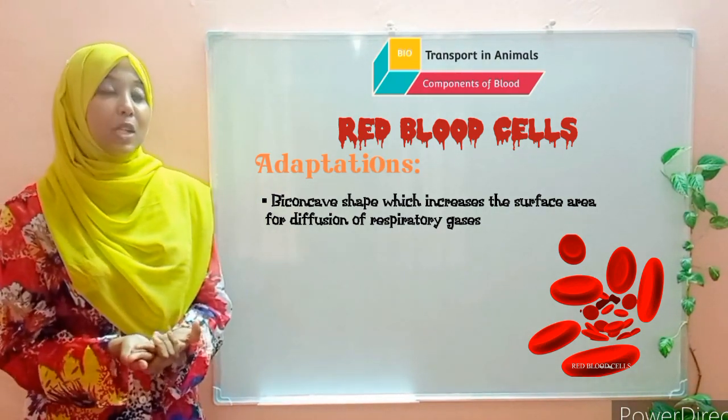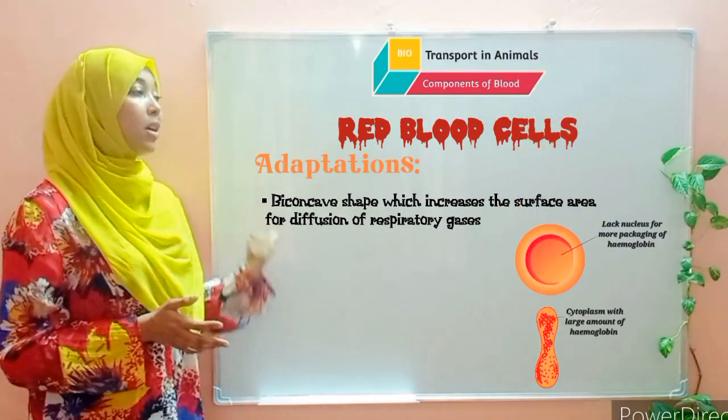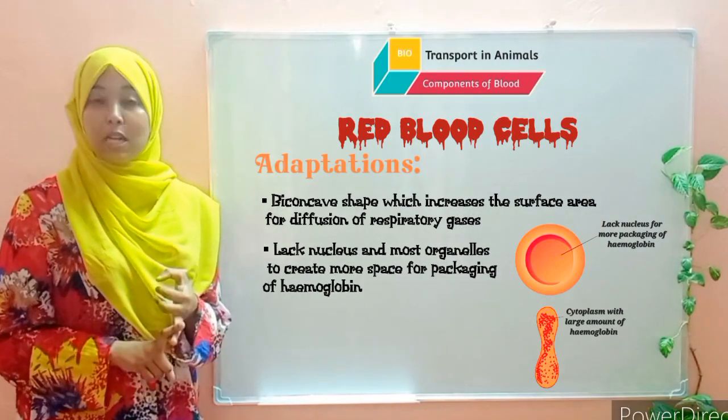Moving on to another adaptation, and that is linked to the absence of the nucleus. The red blood cells lack a nucleus and most other organelles.